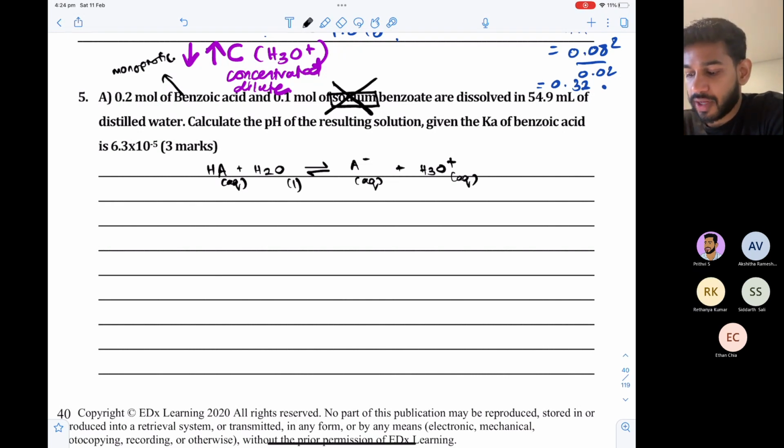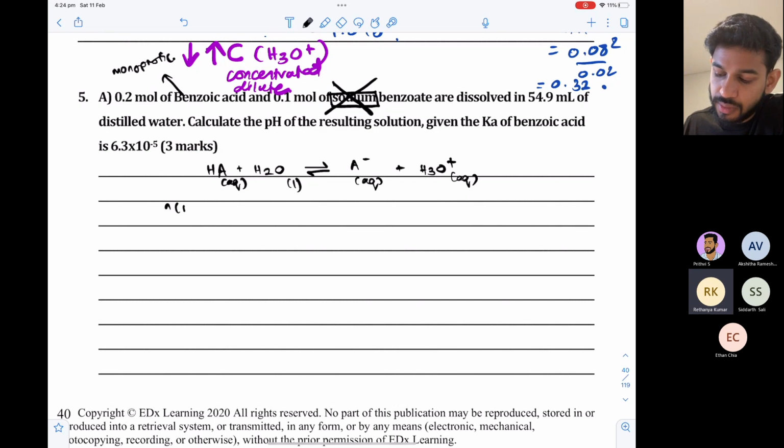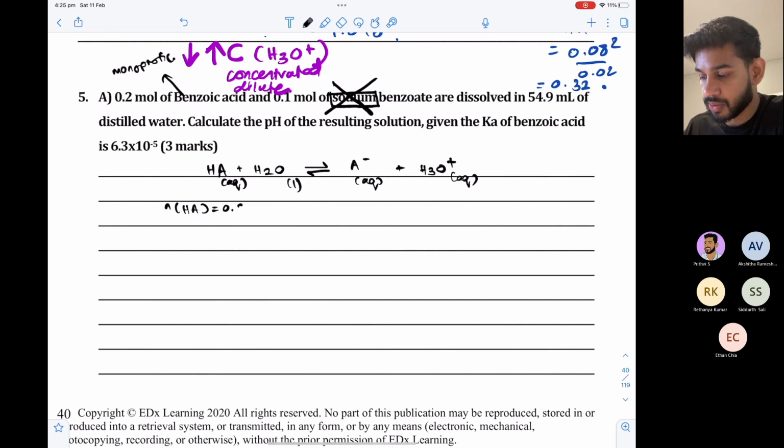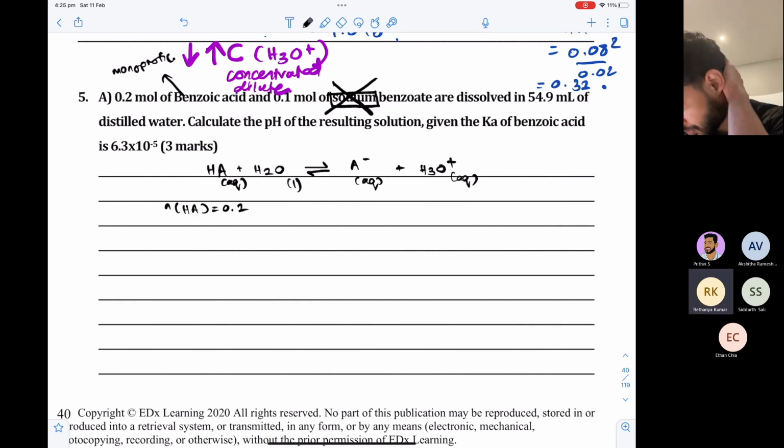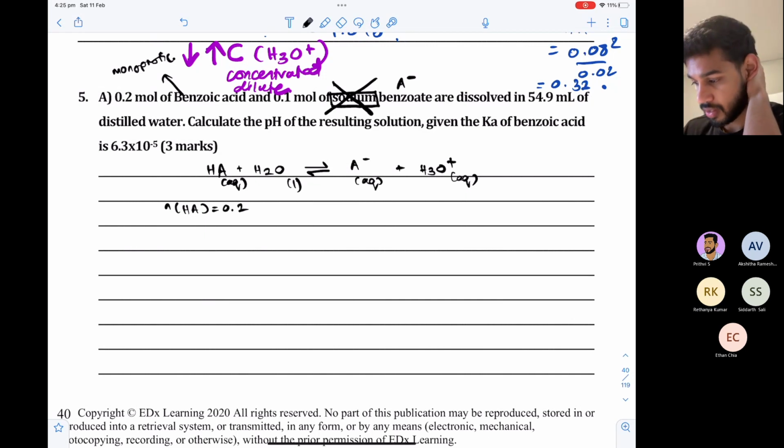So very quickly, tell me, what are the values we have? We have the moles of benzoic acid, which is 0.2. Good. So I want you to say N of HA is 0.2. Keep going. And then N of A minus is 0.1. Good. Benzoate is A minus. N of A minus is equal to 0.1. Very good. Keep going.